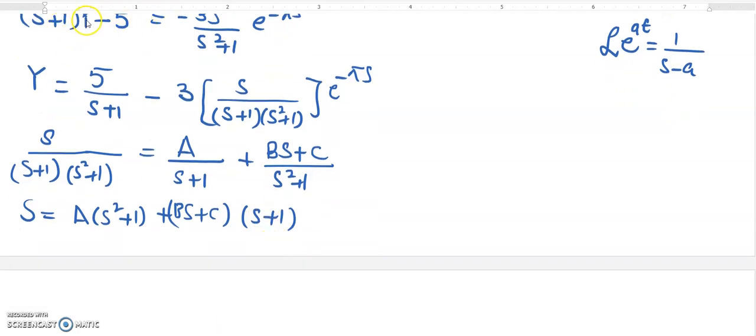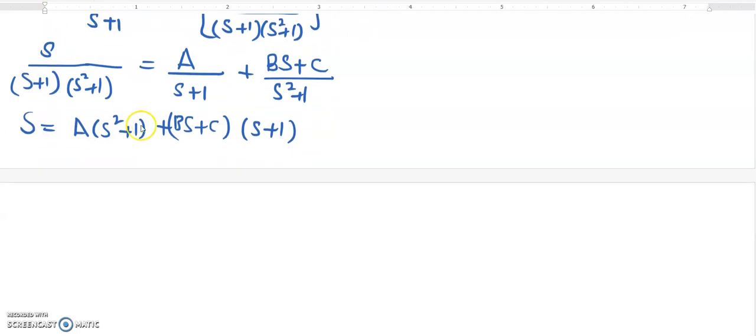So in order to determine these coefficients A, B, and C, maybe we can find A by substitution. For example, if I take s equal to -1, this second term will cancel out, so it will be A into 1 plus 1, so A will be -1 by 2. For the other B and C, we need to compare the coefficients.